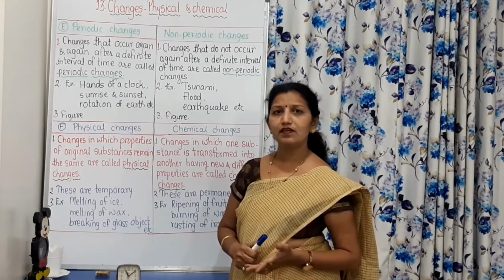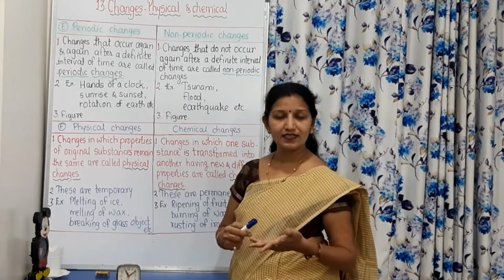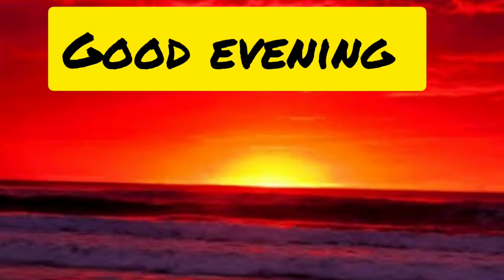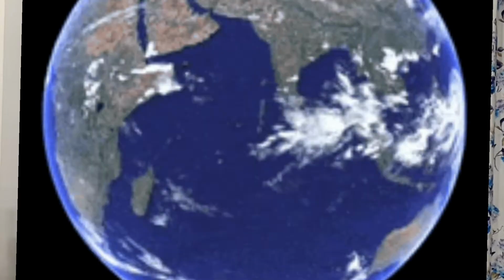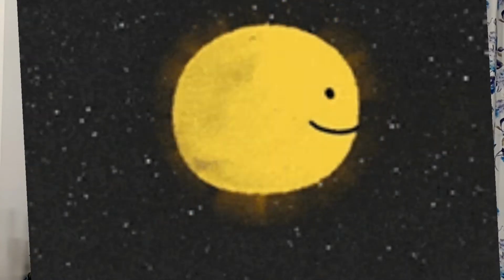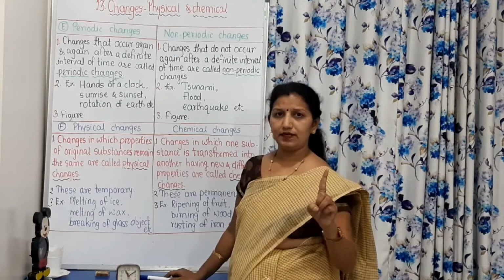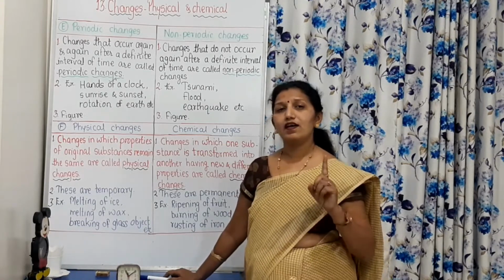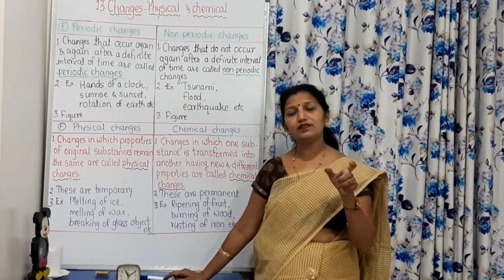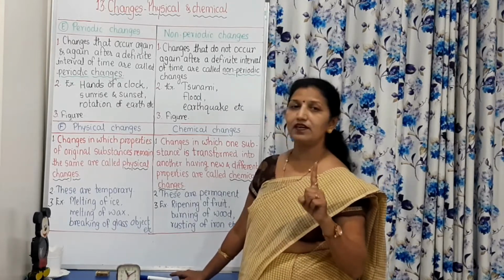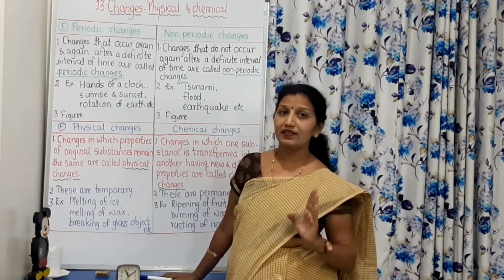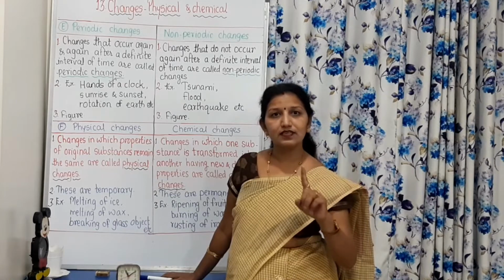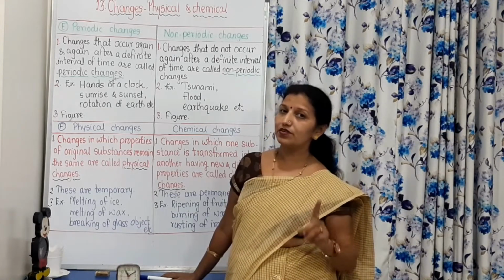For example, after day there is night. After sunrise there is sunset. And rotation of earth and revolution of earth are going on continuously. See, the rotation of the earth takes place every day. In 24 hours, one rotation of the earth is completed. And while rotating, the earth is also moving around the sun, and that is called revolution of the earth.